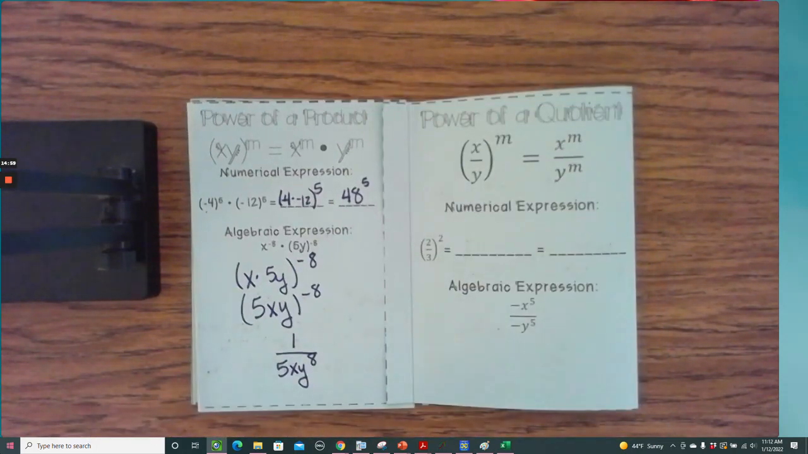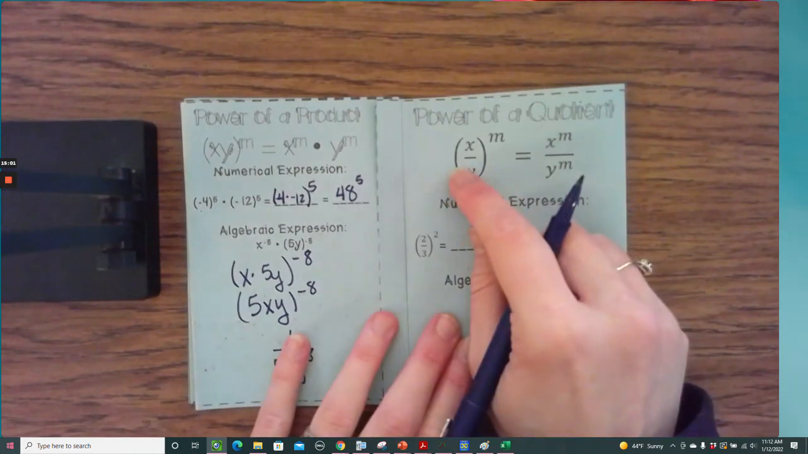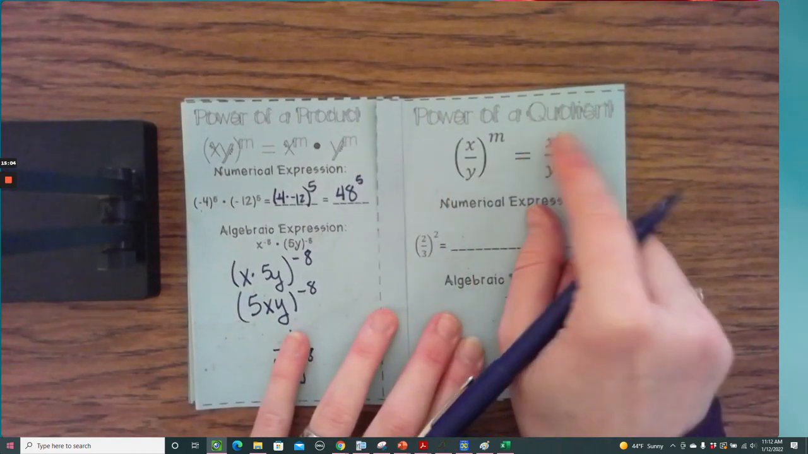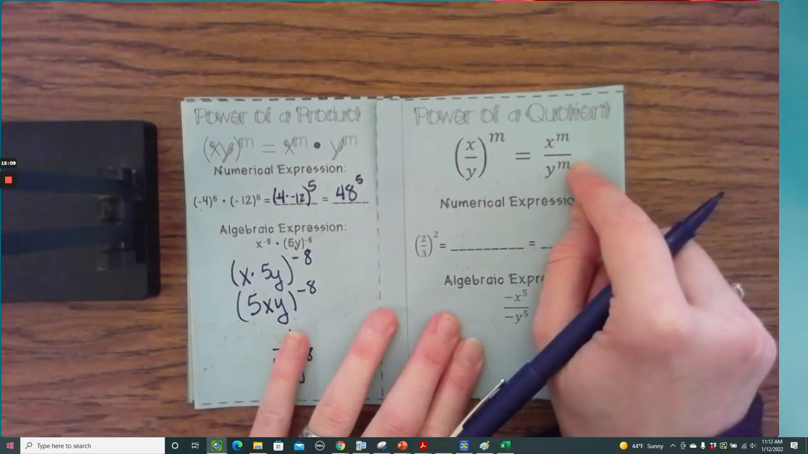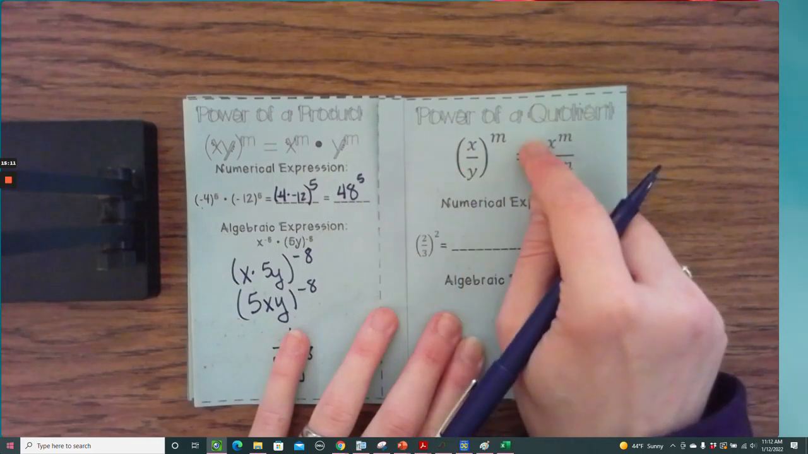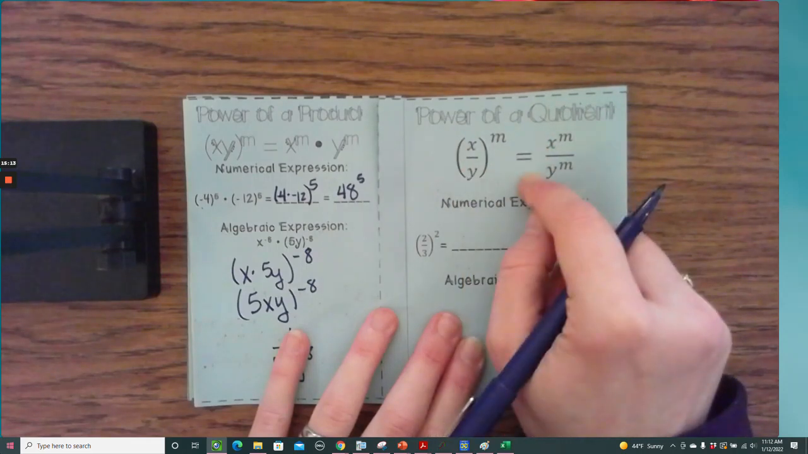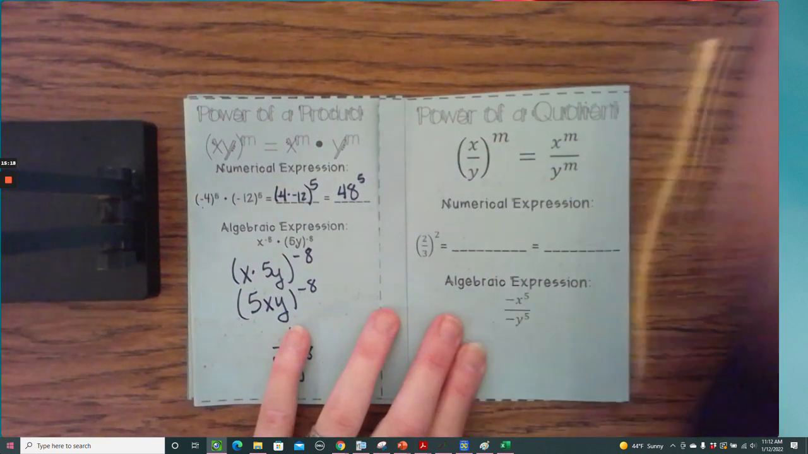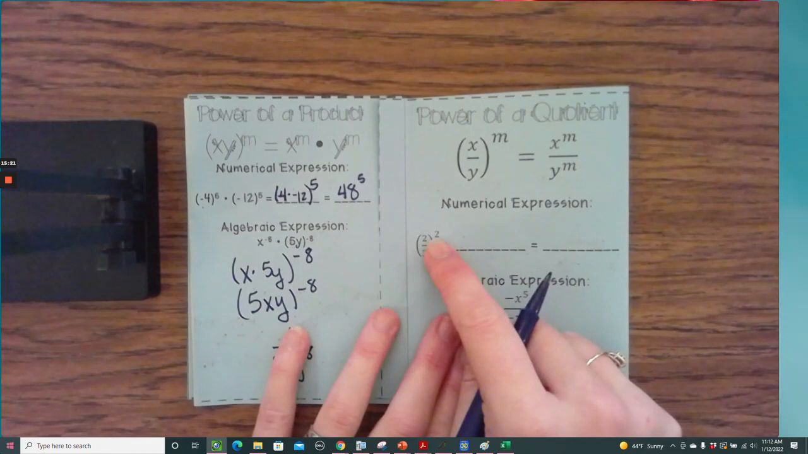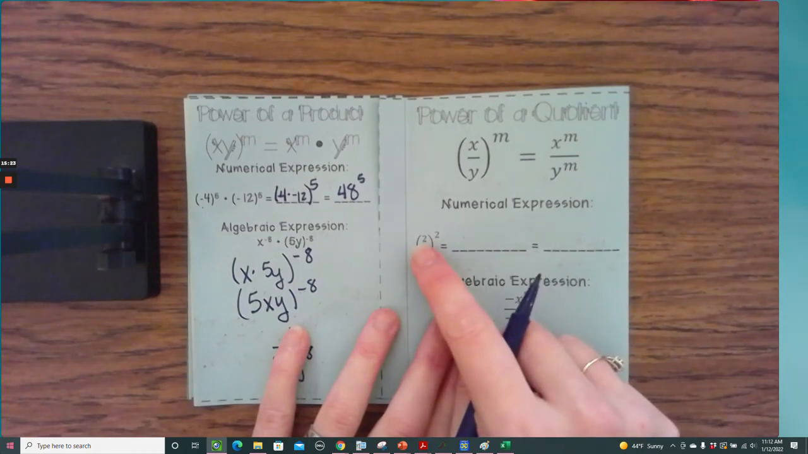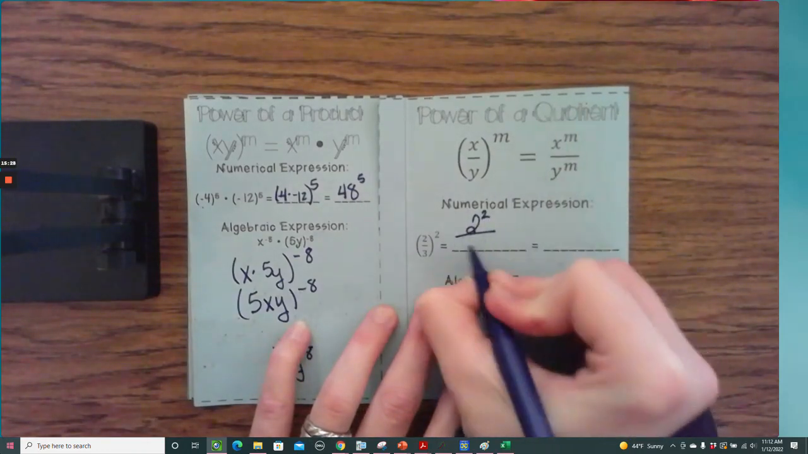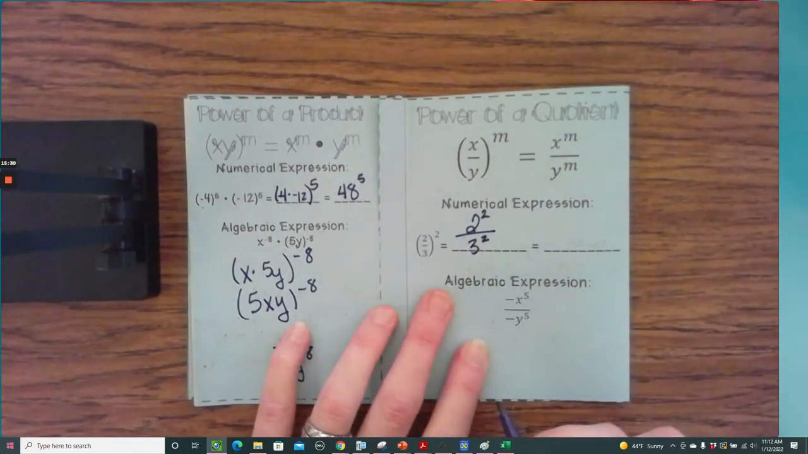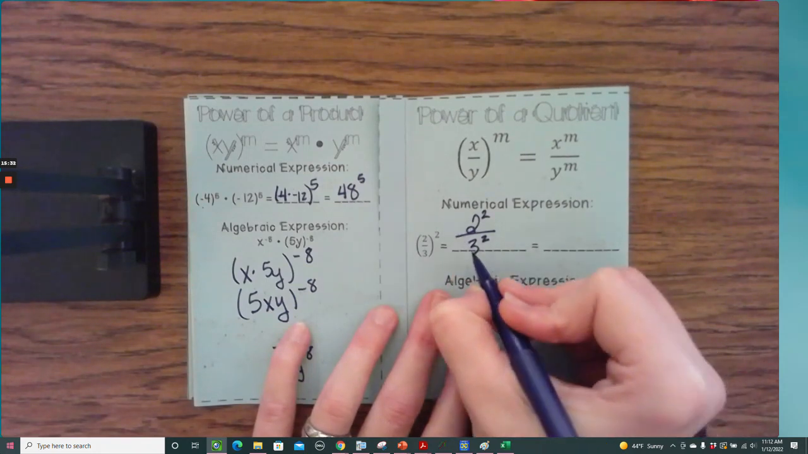All right, the power of a quotient. So if I'm dividing something, so if the exponent is the same in the two numbers that I'm dividing, okay, I can divide just the bases and raise them to the same power. Okay, so 2 over 3 to the second, I can break it down a little bit further and do 2 over 3, squared. 2 squared is 4, 3 squared is 9.